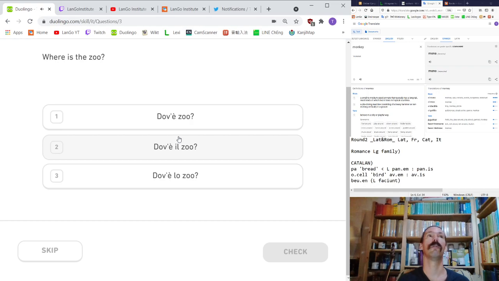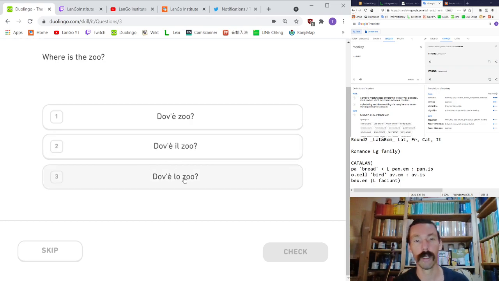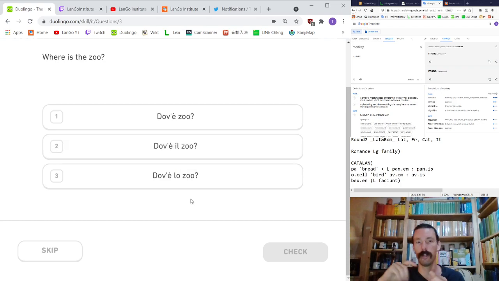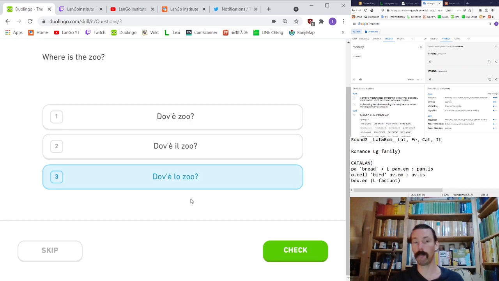Where is the zoo? Dov'è lo zoo? Il is the more frequent form of the, but Z is a double consonant sound, and Italian prefers the vowel final form, lo. A theme in the Romance family is that it dislikes strings of more than two consonants. If it was il zoo, you'd have L, D, Z, three consonants all bunched up, and it tries to avoid that. Same value as il, just for phonetic reasons, it's a preferred alternate.